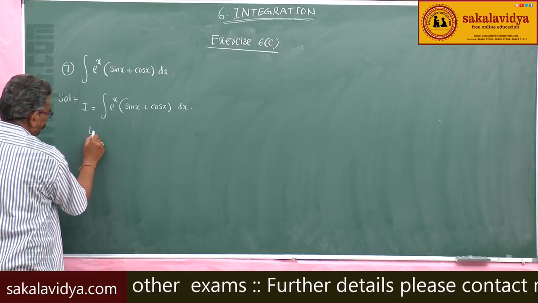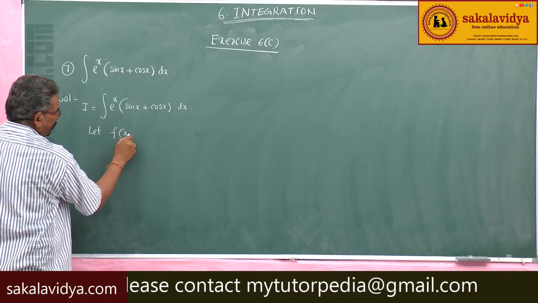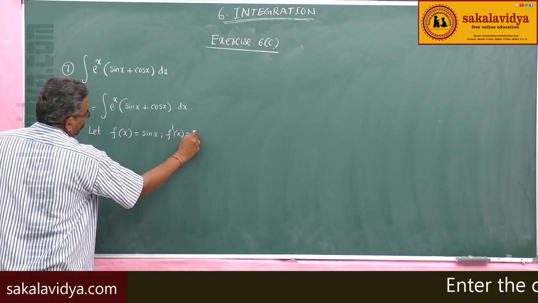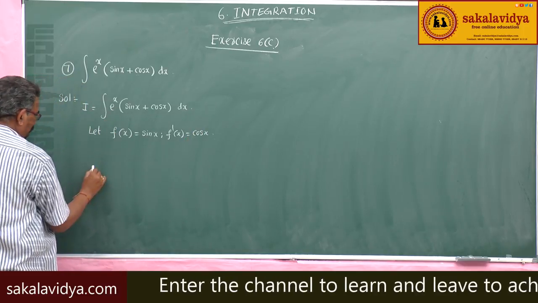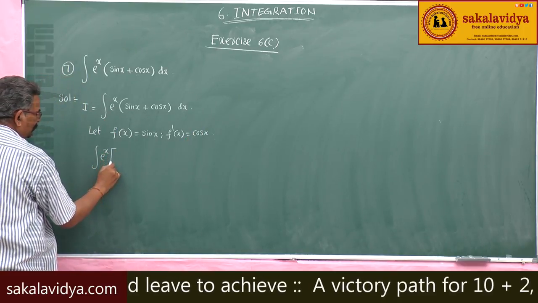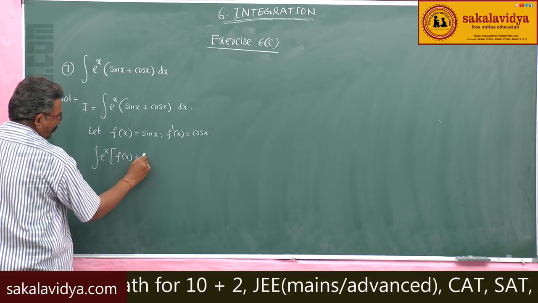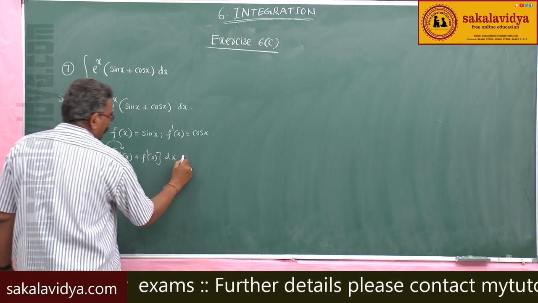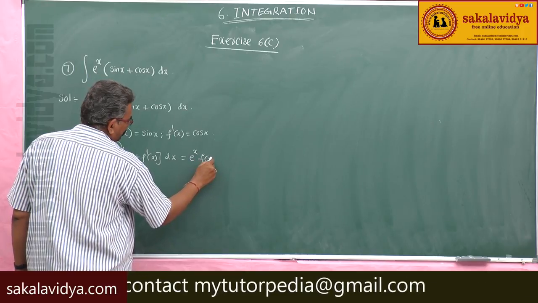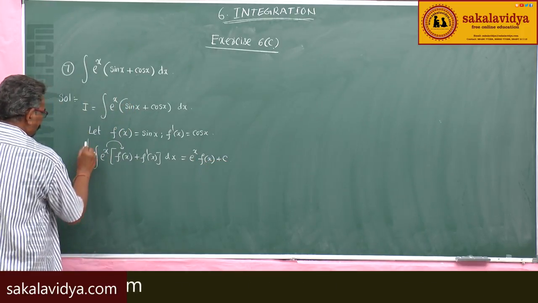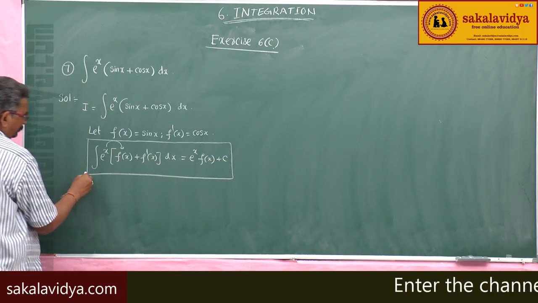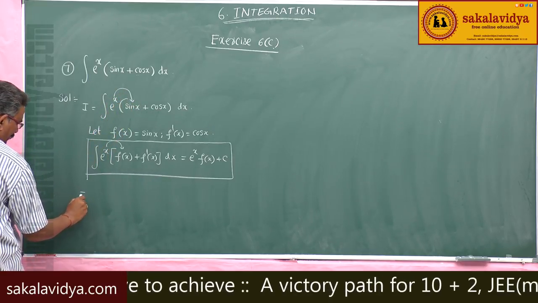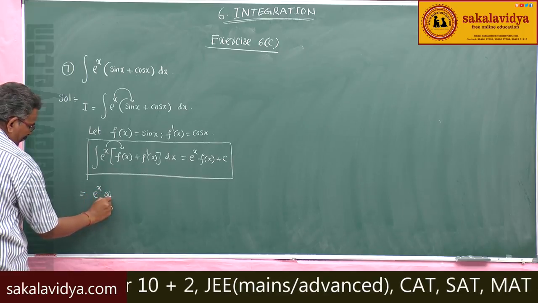So let us say f of x is equal to sin x and f dash x, the derivative of sin x, is cos x. Now this is in the form of integral e power x into f of x plus f dash x dx. So this is e power x into f of x plus constant of integration. Therefore, this is equal to e power x into sin x plus c.